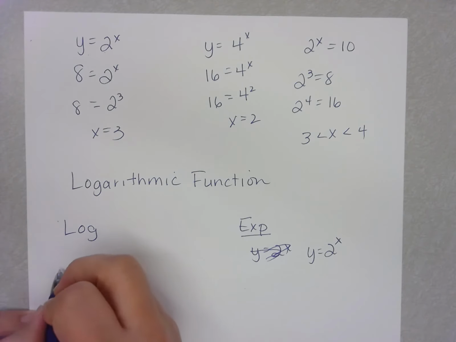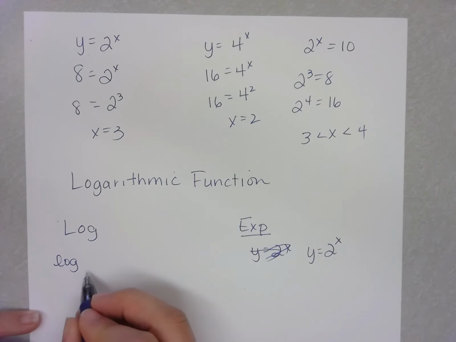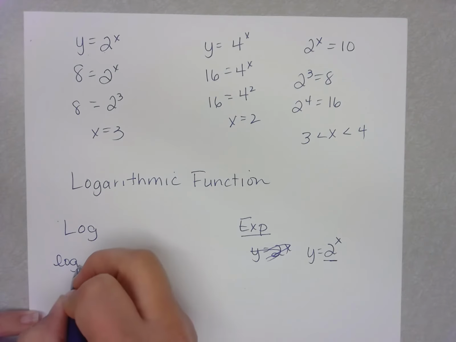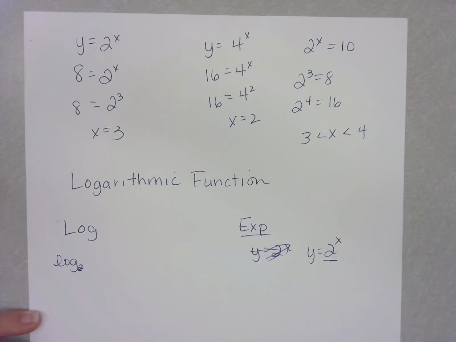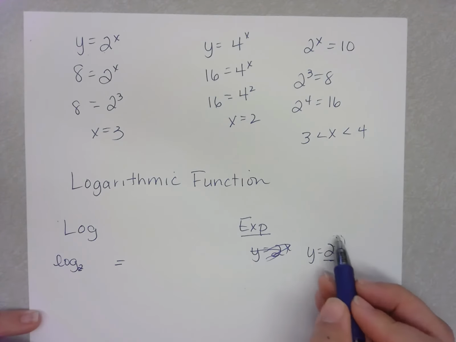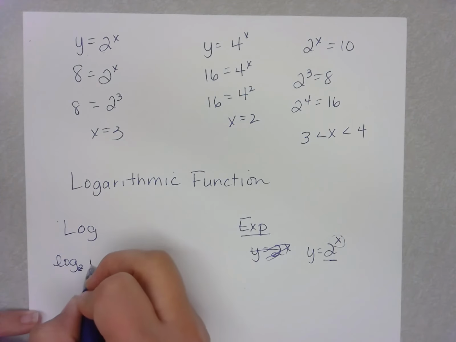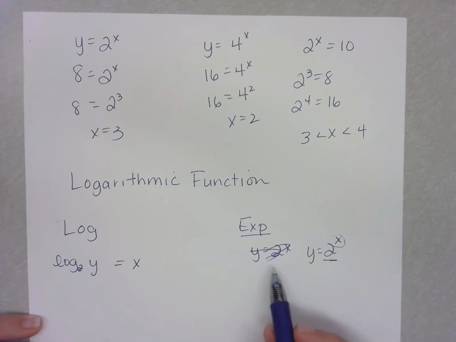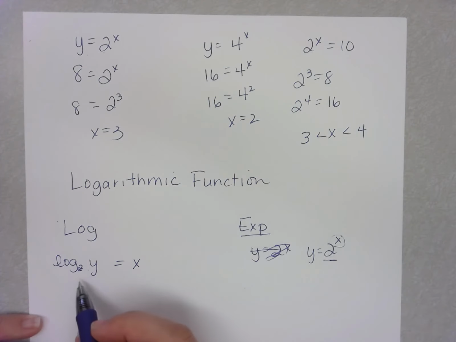So a log, we write it log, and it has a base. So this base, it's a little subscript down here, is the same as this base here, which is 2. So this is log base 2, and my equation is always equal to the exponent. So this is x. So this is saying log base 2 of y equals x. This is the exact same equation. It's just this is the log form of it. This is the exponential form of it. So this is asking me 2 to what power gives me y.